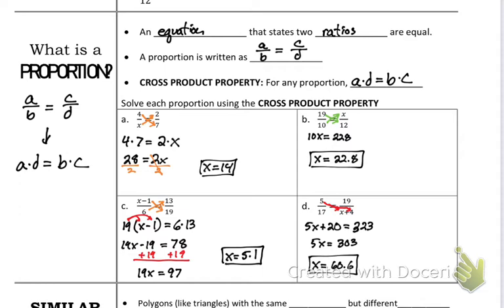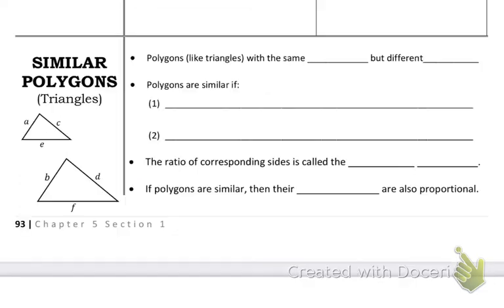All right, Julian, you got doing something? Oh, okay. It's a big calculator.